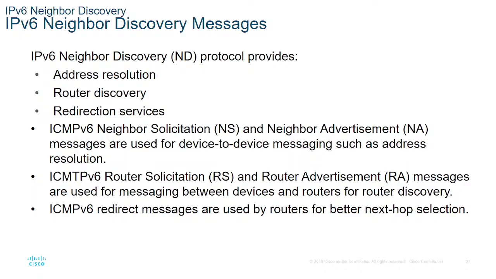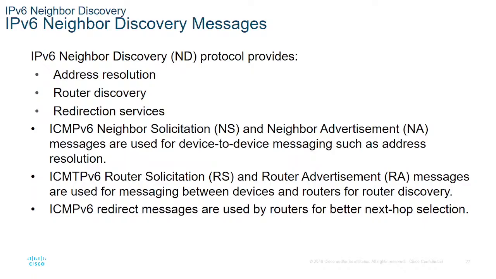Then we also have router solicitation messages and router advertisements. These are normally used for messaging between devices and routers for router discovery. So in addition to discovering the neighbors, IP version 6 devices are also able to discover the routers on the network, and they make use of router solicitation and router advertisements.